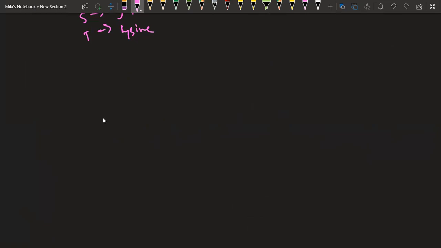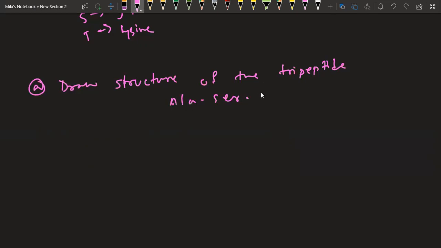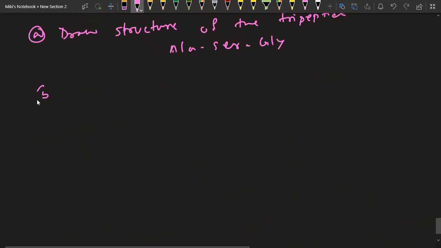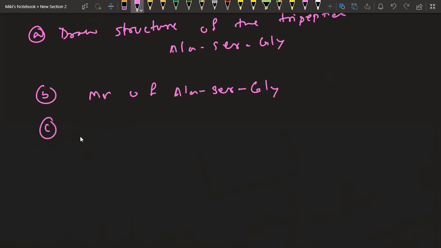Okay. Now let's do another example. So they are asking us to draw the structure of the tripeptide Ala-Ser-Gly. That means alanine, serine, and glycine. In the second question, they're asking us to calculate the MR of Ala-Ser-Gly. So alanine, serine, and glycine, that tripeptide, you should be able to calculate its MR.